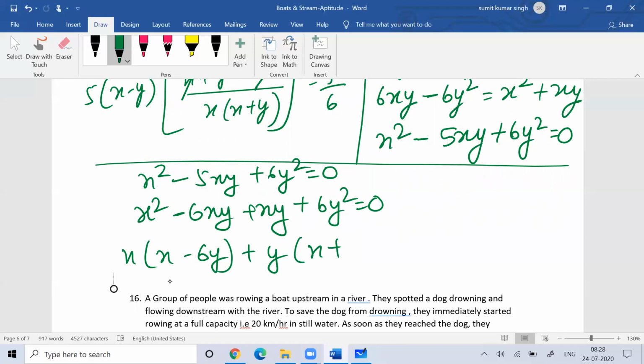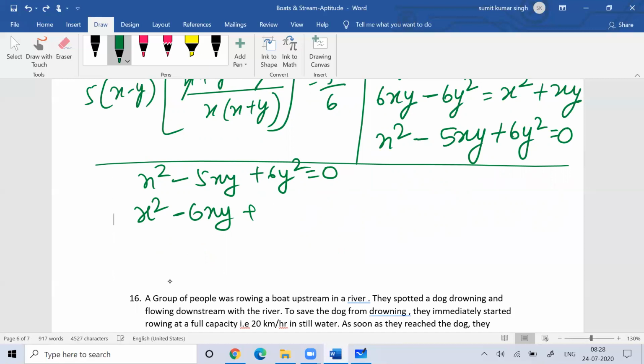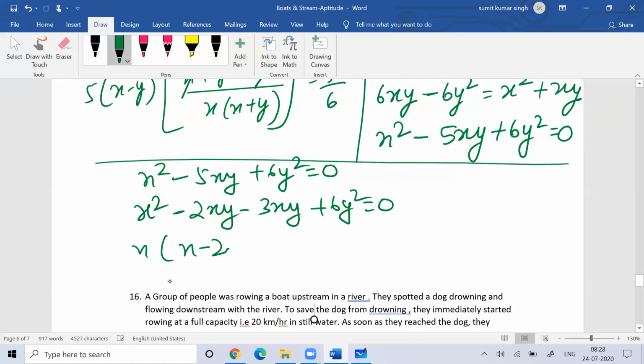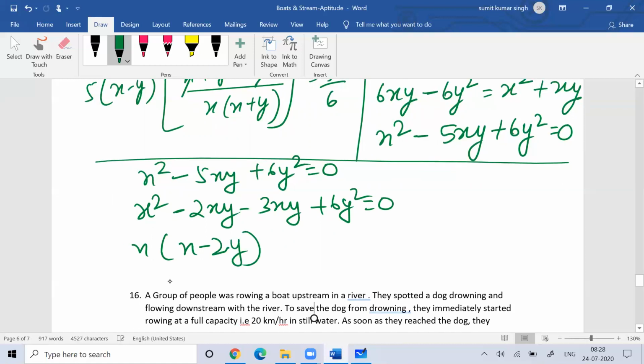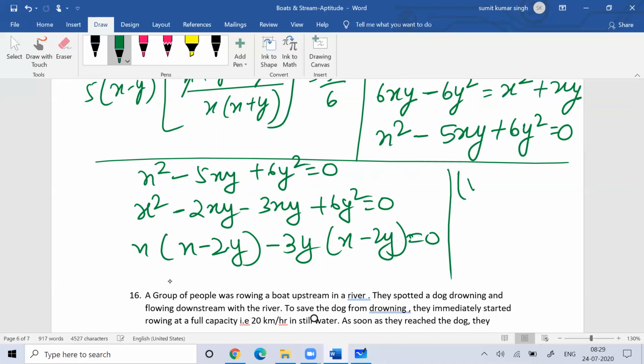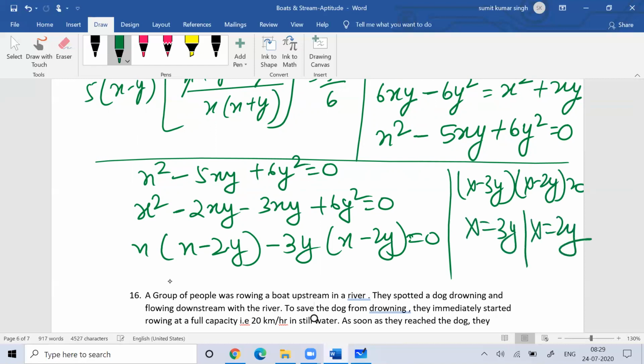No, no, no. So this would be minus 2xy minus 3xy plus 6y square is equal to 0. So x minus 2y, minus 3y, x minus 2y equal to 0. So x minus 3y into x minus 2y equal to 0. So x equal to 3y or x equal to 2y.